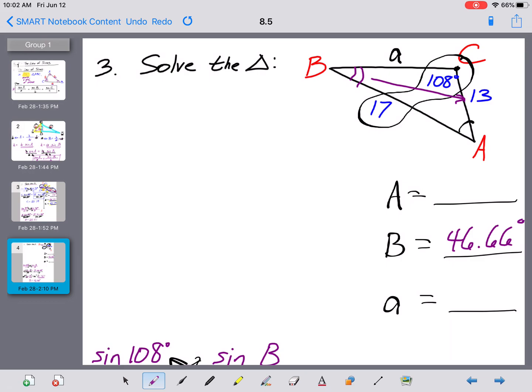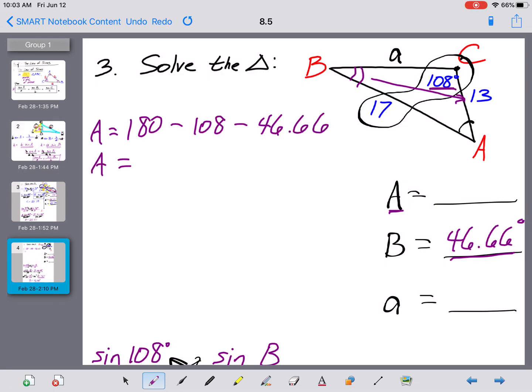Well, now that we know two angle measures, angle C is 108, and we know angle B here as well, we should be able to figure out angle A. So to find A, we're going to take 180 degrees, which is the sum of all three in our triangle, and subtract the two angles that we know. Angle C was 108, and we just found that angle B was 46.66. Rounded anyway, I should say.